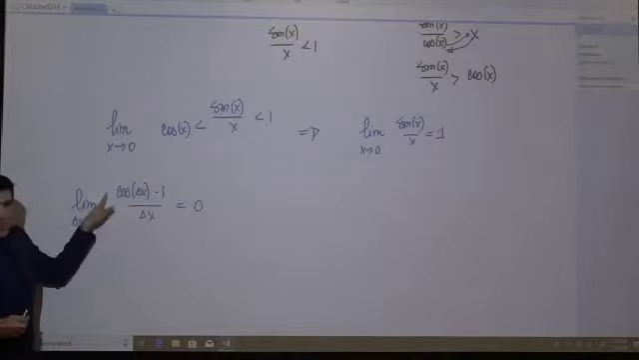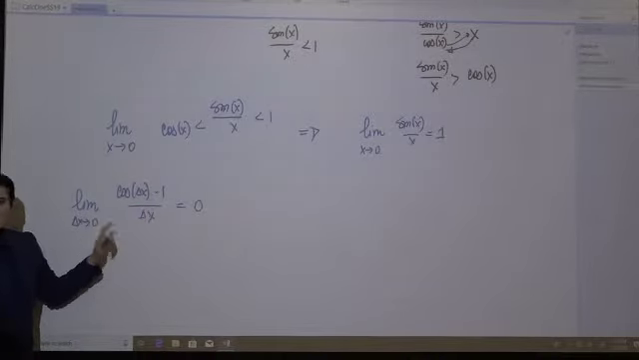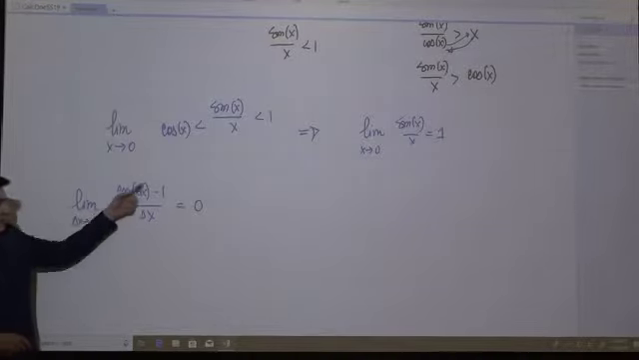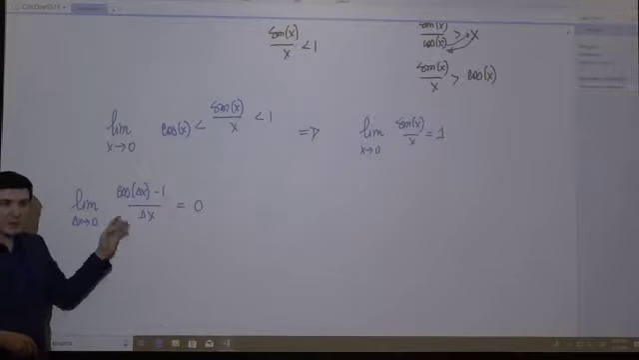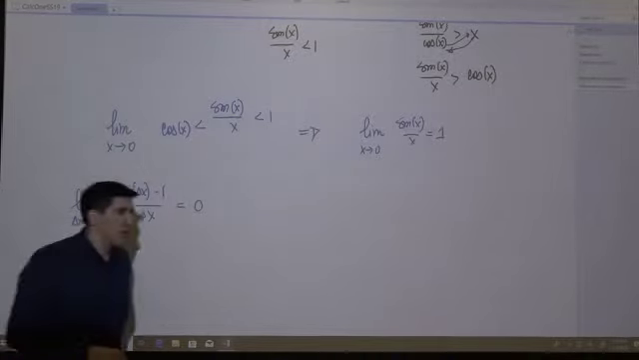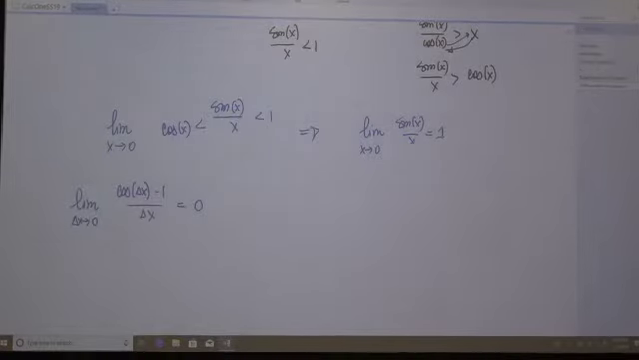When this function reaches 0, this one is still some number. Some reasonable number. Some small number, but this is still not 0. So that is why you can take this as 0 over some number, which is 0. Okay? Do you understand this? What does it mean? Now let's try to prove this.